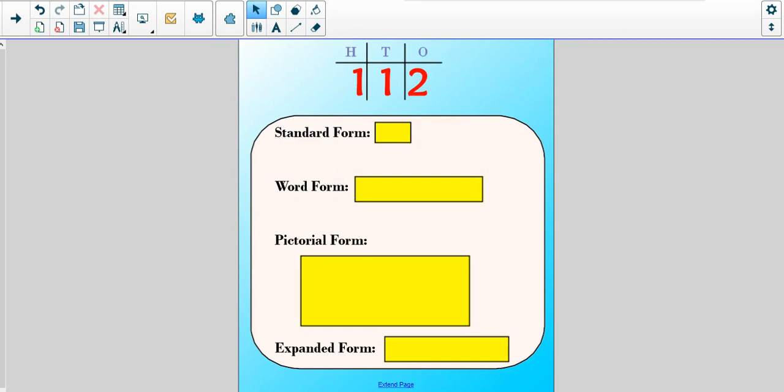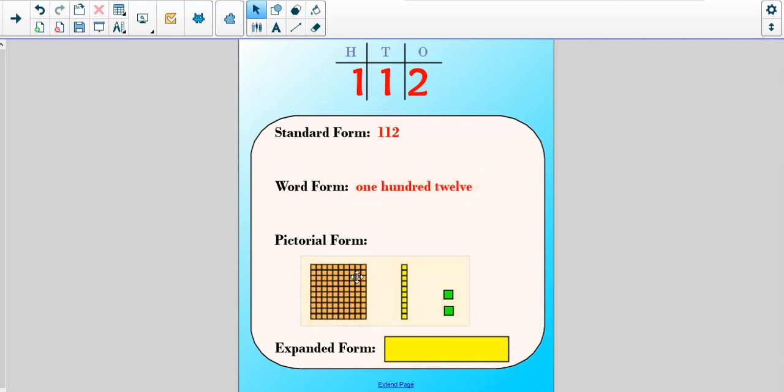Let's summarize how we represented the number 112 in different ways. Standard form for 112 is 112. Word form is 112 using words. Pictorial form for 112: we use one flat to represent 100. We use one rod to represent 10. We use 2 cubes to represent 2 ones. The expanded form for 112 is 100 plus 10 plus 2.